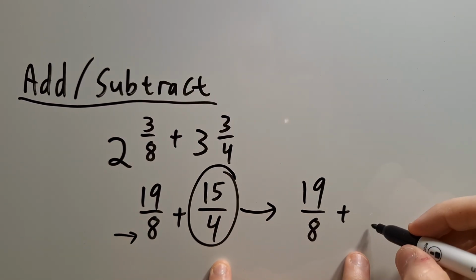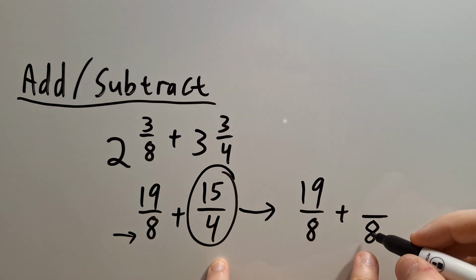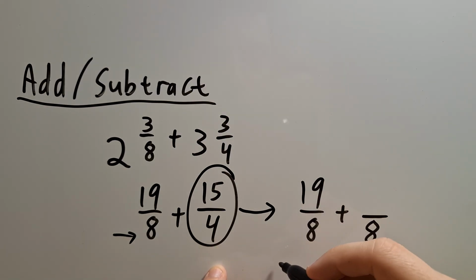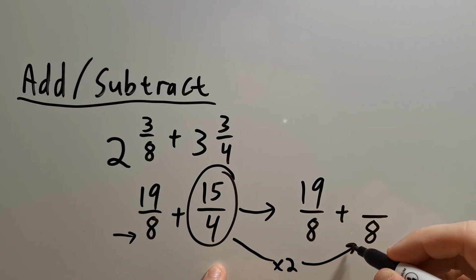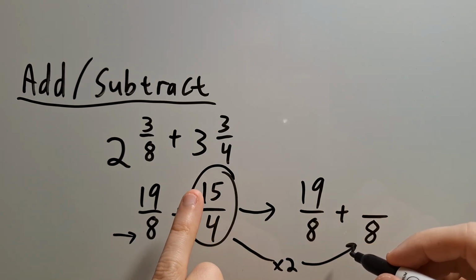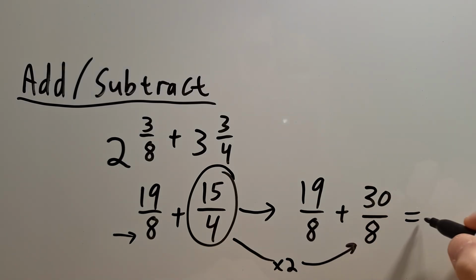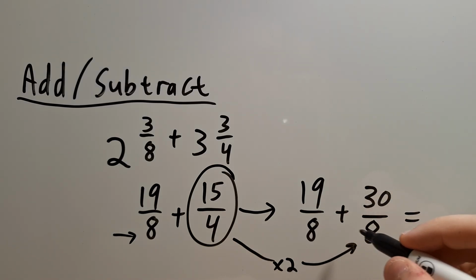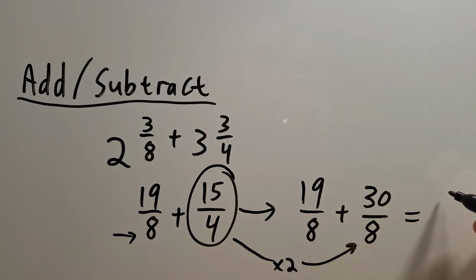Now, for this second fraction, to get a denominator of 8 from 4, we multiplied by 2. What you do to the bottom, you must do to the top. So 15 times 2 is 30. We now have equivalent denominators. Now all we do is add. 19 plus 30 is 49.